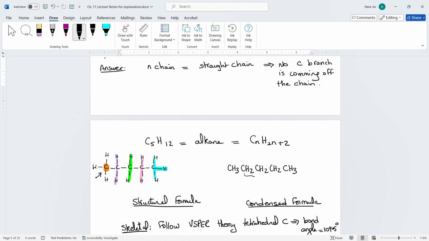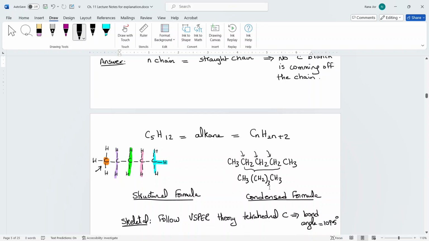Whenever you have a lot of groups in the middle that are the same, we condense them further, and that is called the fully condensed formula. So I would write it in another way, which is CH3, open the parentheses, and you have how many CH2s? Count them. You have 1, 2, and 3 of them. So that is going to be 3, and then CH3. So the condensed formula for C5H12 is this one. Not this one, it's this one, because this one is going to be the fully condensed. Okay?